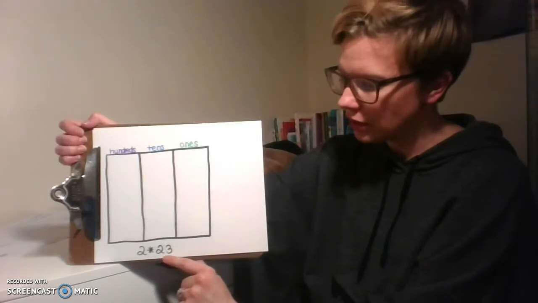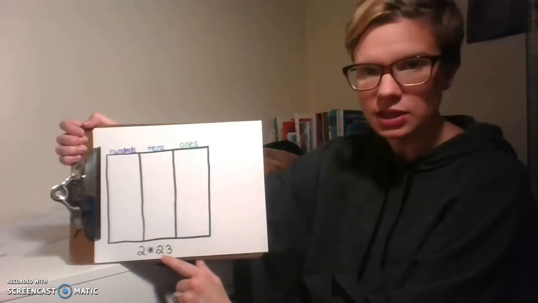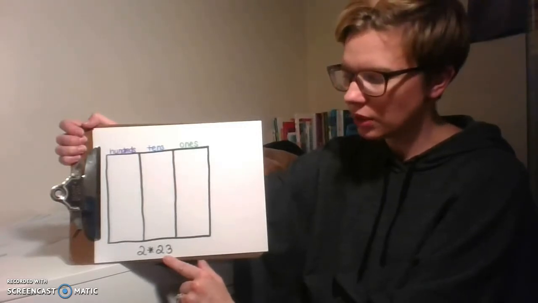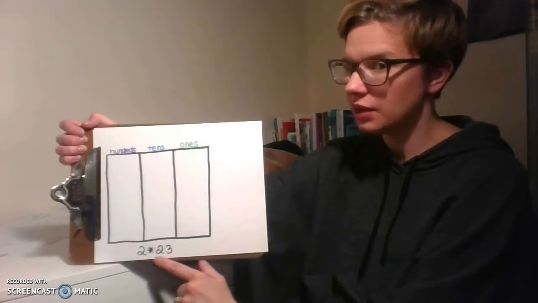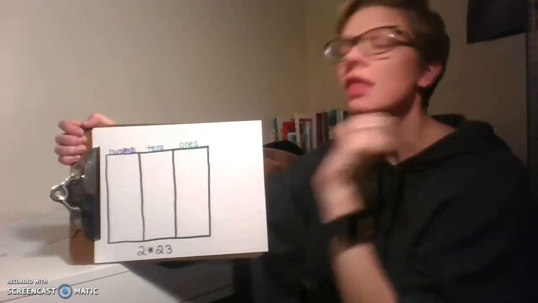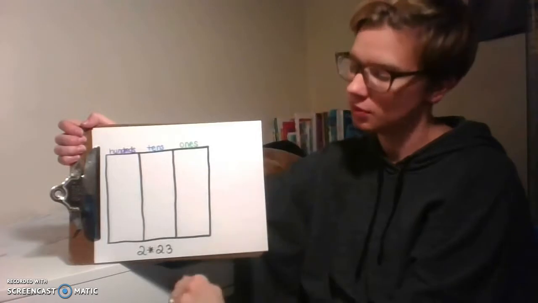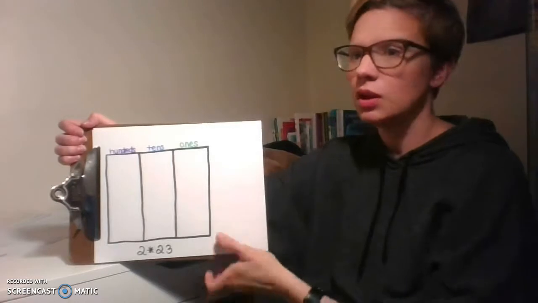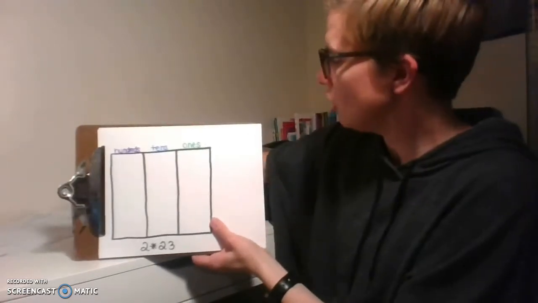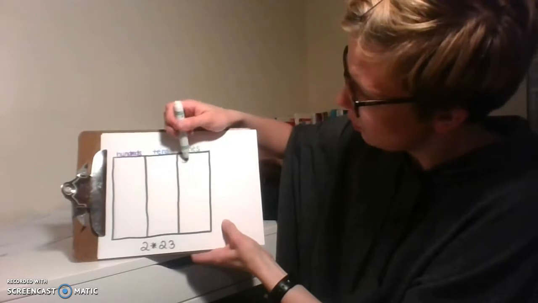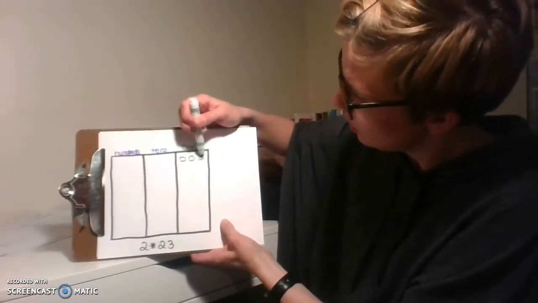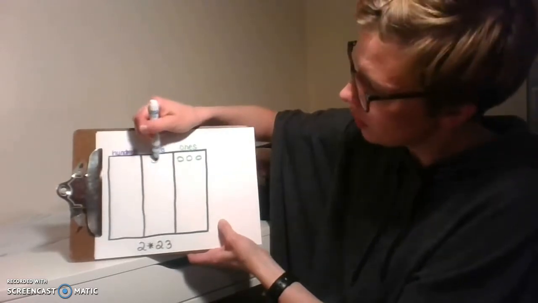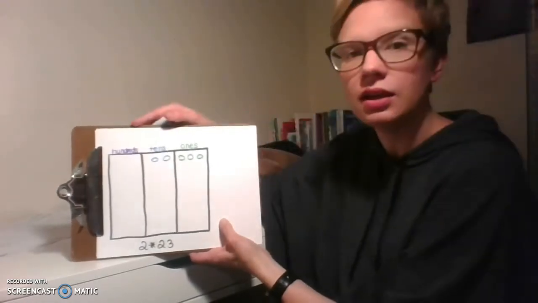All right, with getting us started, we have the number 23, which we need to break into unit form. 23 has how many tens, guys? 2 tens. And then how many ones? 3 of them. So I'm going to go ahead and represent that on my chart. I have 1, 2, 3 ones. And I have 1, 2 tens.